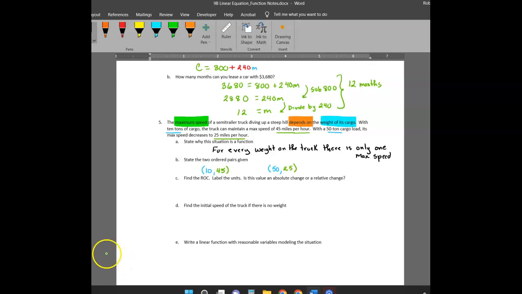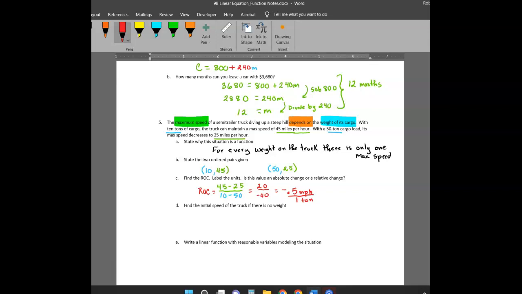All right, so now we want to calculate that rate of change. So again, the rate of change is the change in the outputs over the change in the inputs. The order makes no difference as long as you go in the same order. So 45 minus 25 divided by the change. So change is to subtract again. And we end up with 20 over negative 40, which simplifies to a negative 0.5 miles per hour per 1 ton.